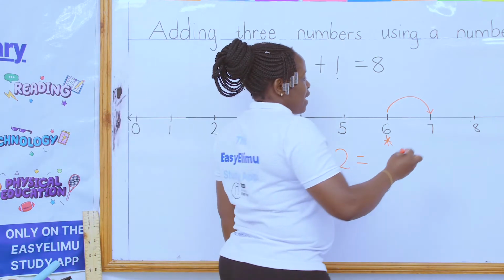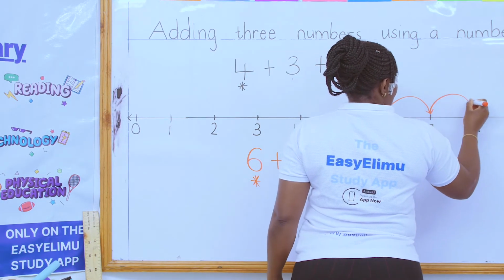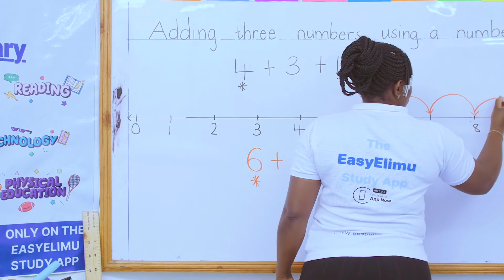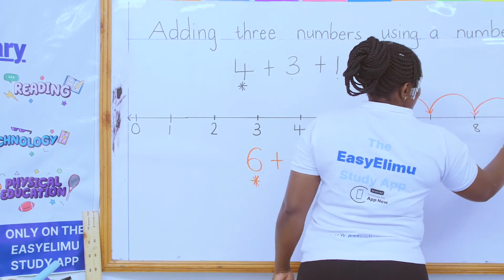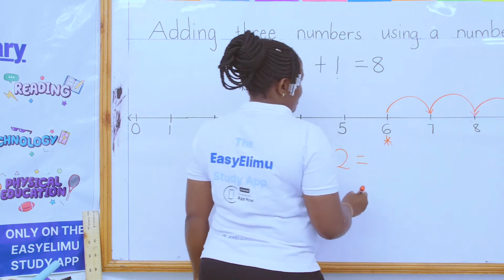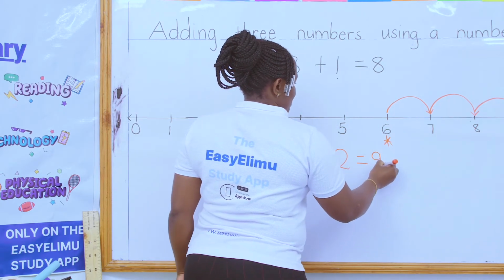Then after moving one step, I still need to move 2 more steps. So I will still move 1, 2. I'll stop at 9. So my answer here is 9.